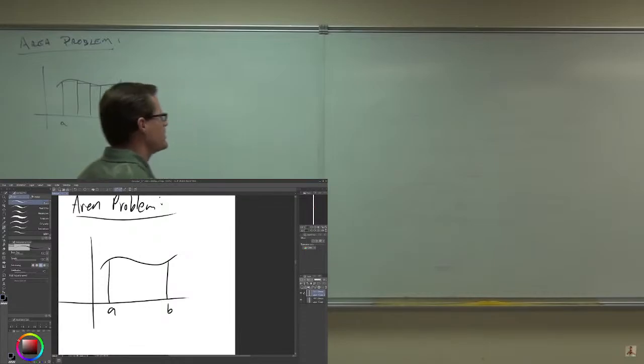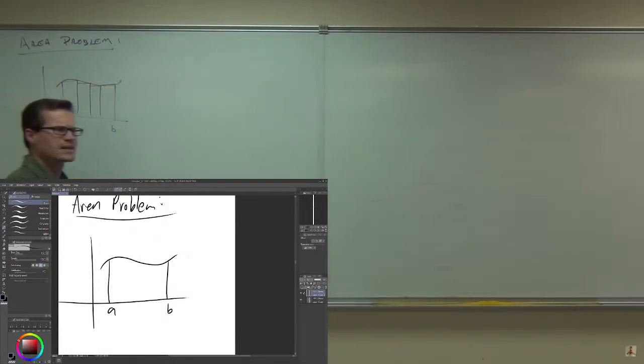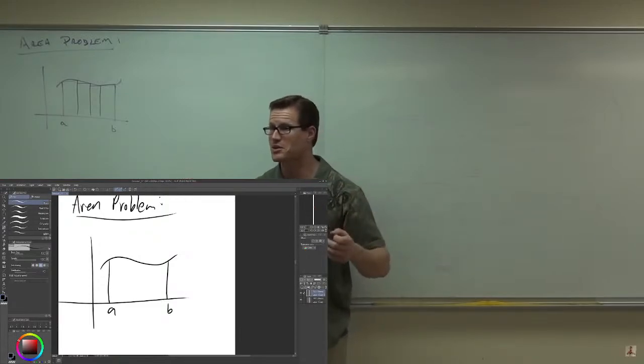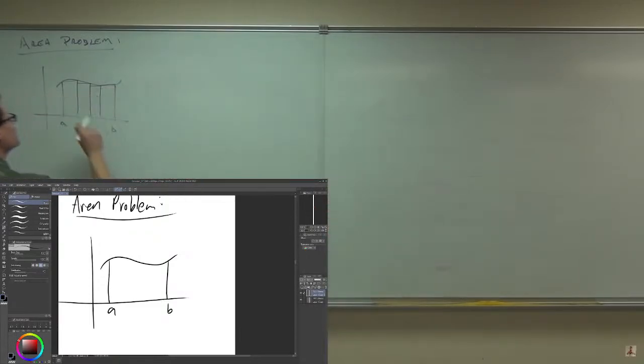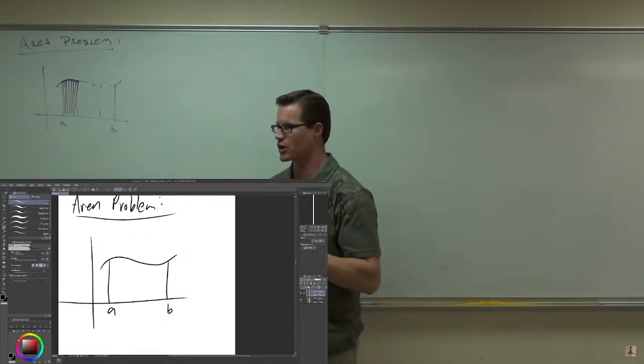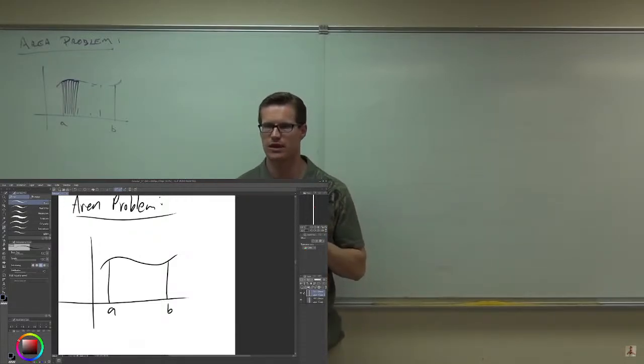What we're going to be doing is making rectangles. Why rectangles? Well, can you find the area of a rectangle? That's why rectangles, and they're easy to draw. So if we make lots and lots of tiny little rectangles like that, all the same width, but going the entire length of our curve, and we add up all those rectangles, are we going to have a pretty good approximation of the area?